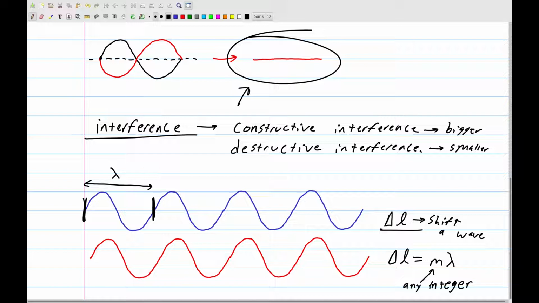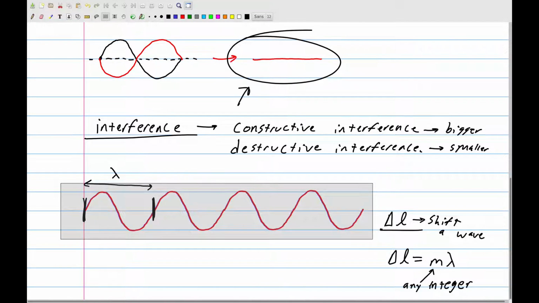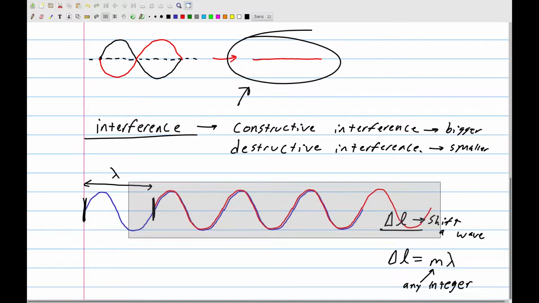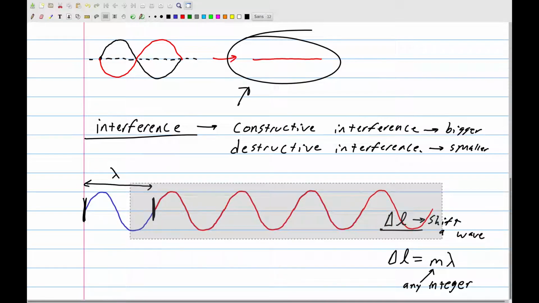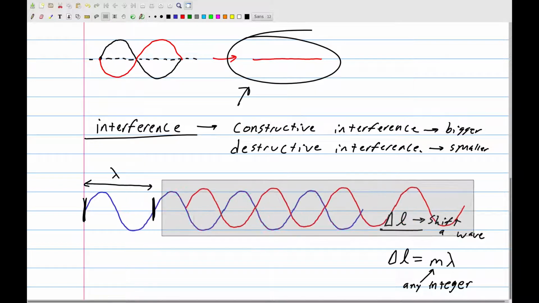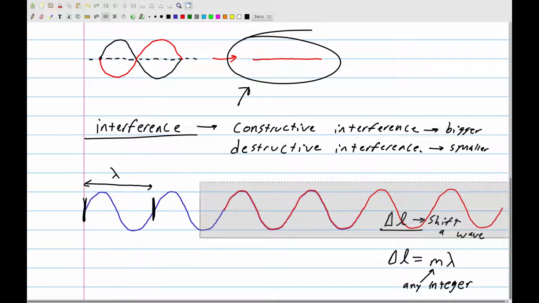M could be any integer. And how do you know which one to pick? Well, if the waves are right on top of each other, they're being created in the same place, and they're doing the exact same thing, m is going to be 0, because there is no difference in how much it shifted. If we shift it this way, one wavelength, well, now m is 1. If we shift it this way, now we're at 2 wavelengths, so m is 2. It's just how many wavelengths we have shifted this wave.